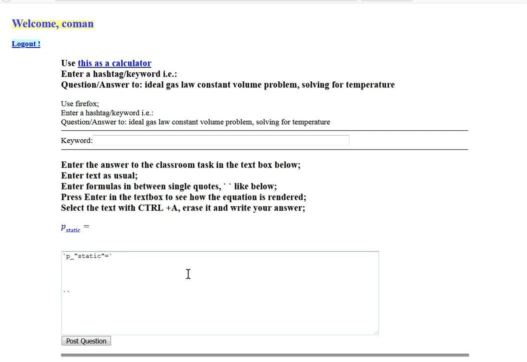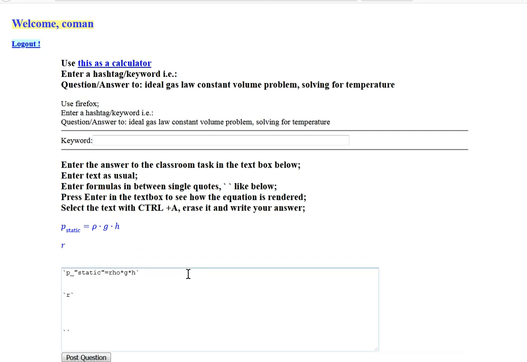Static pressure is proportional with depth, h or y, however you want to call it. And the proportionality constants are density rho and gravitational acceleration g. So by rho, this Greek letter, what we mean is density.